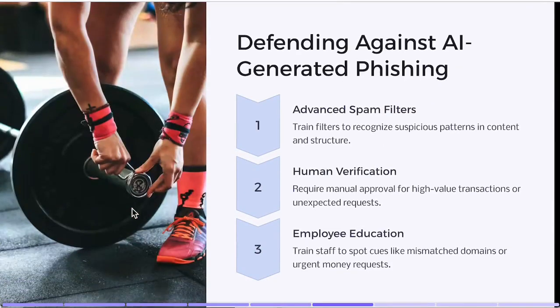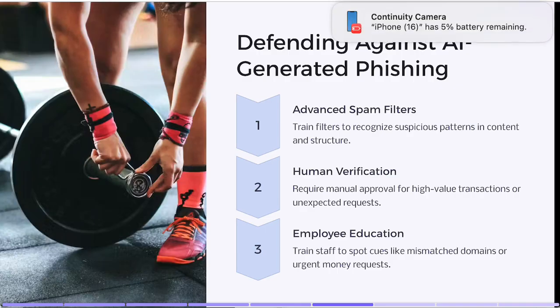So how do we defend against AI-generated phishing? Well, spam filters with advanced NLP. Train filters to recognize suspicious patterns in content structure or metadata. Human-in-the-loop approvals require manual verification for high-value transactions or unexpected requests. And anti-phishing training. Educate employees on how to spot cues in emails like mismatched domains, unusual phrasing, or urgent money requests.